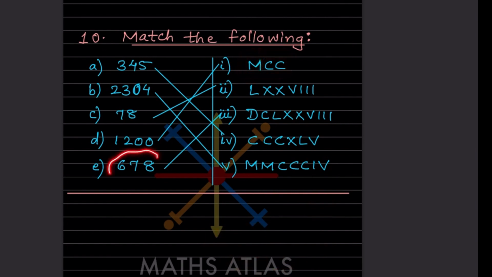Now 678. 600, how are you going to write 600? That is DC. Okay. 600 is DC. So here you can see DC and 78. So 70 is LXX and 8. This is 8. Make sure you got it.